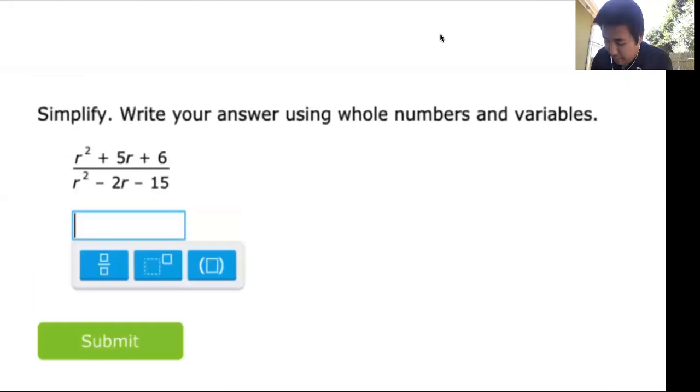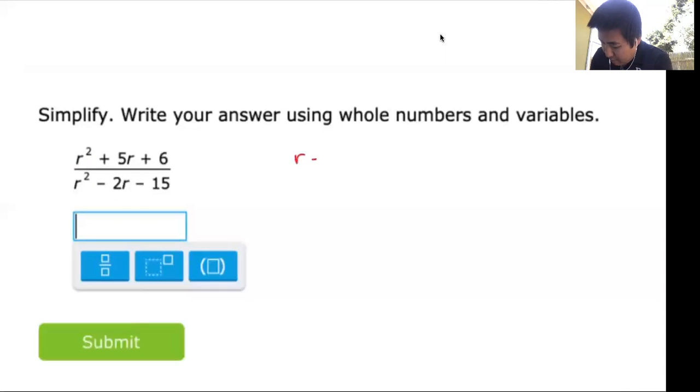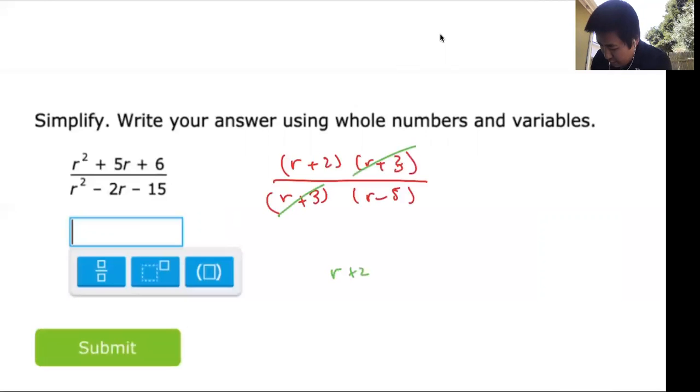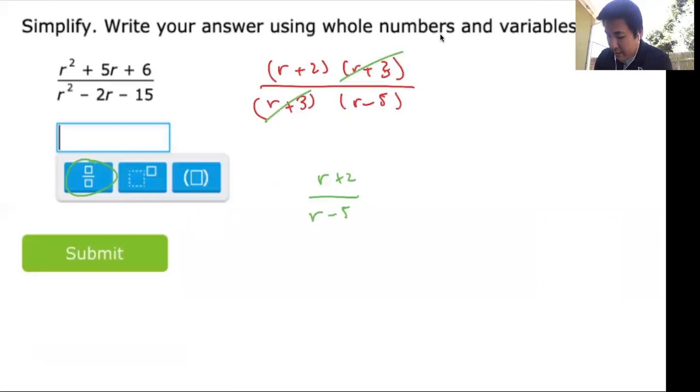I'm going to factor the top and bottom. That's r plus 2 times r plus 3 over r plus 3 times r minus 5. This time, the r plus 3s cancel. So you're left with r plus 2 divided by r minus 5. Use that button, type that in the top, type that in the bottom.